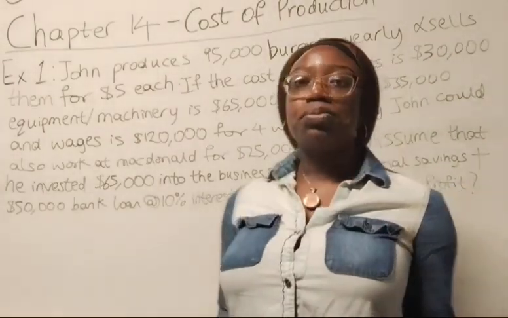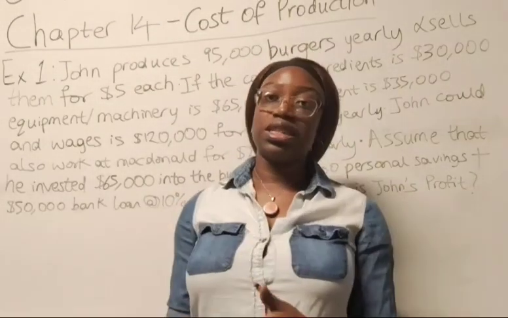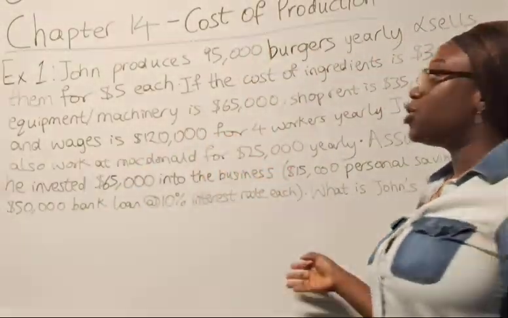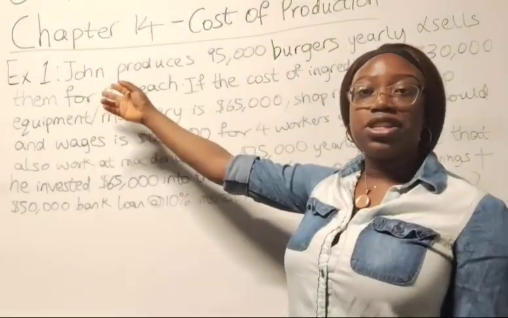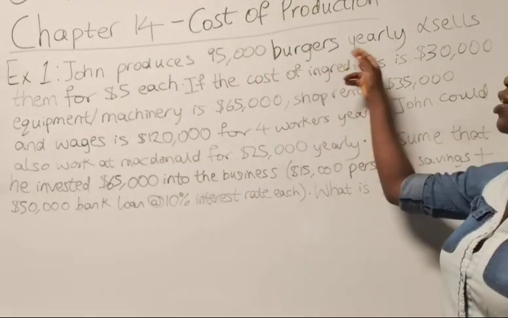So basically, we all know what production is, like manufacturing, but what are the different costs that go into production for businesses and firms? And we'll be learning about that today. So there's an example here to start us off. Assume we have an individual called John, and let's assume John is the CEO of his business, a food business, right? And he produces about 95,000 burgers on a yearly basis.